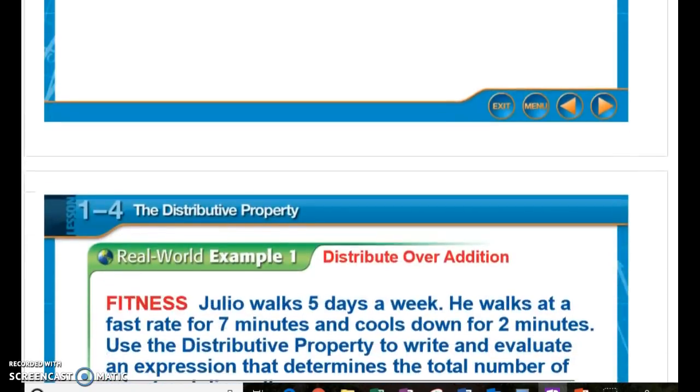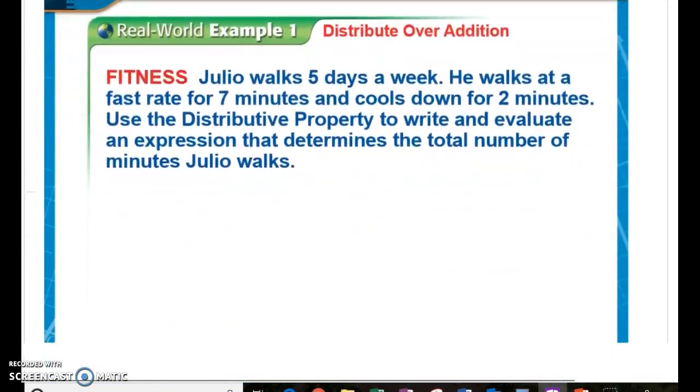So there's some examples. So here's our first example with Julio. Julio walks 5 days a week. He walks at a fast rate for 7 minutes and cools down for 2 minutes. So we're going to use a distributive property to write and evaluate an expression for this. So first we want the total minutes, right? So you have 7 minutes and 2 minutes that you want to add together. But then how many times does that happen? It happens 5 days a week. So this will be how you would set this up with the distributive property.